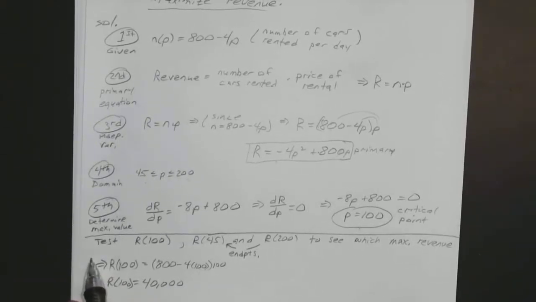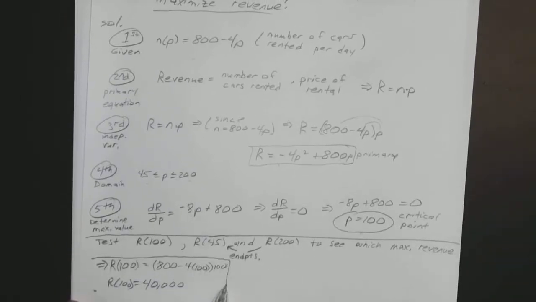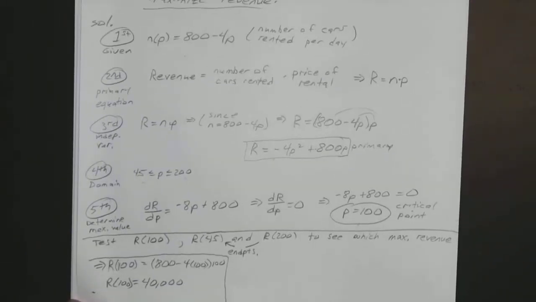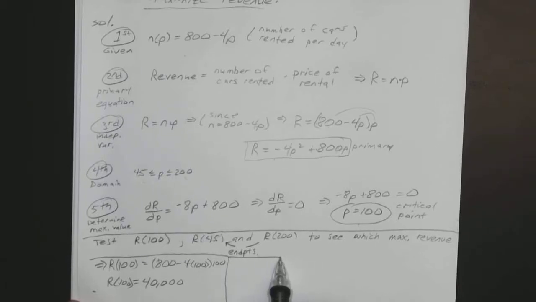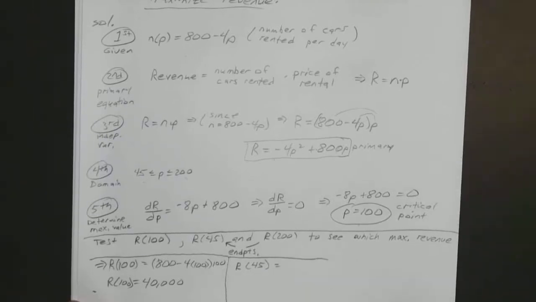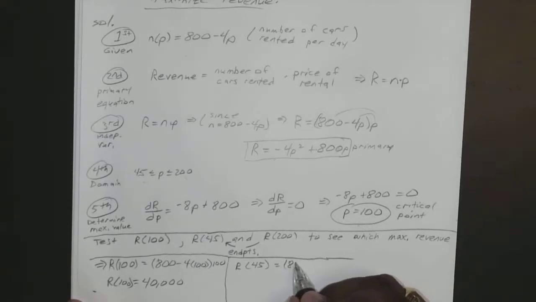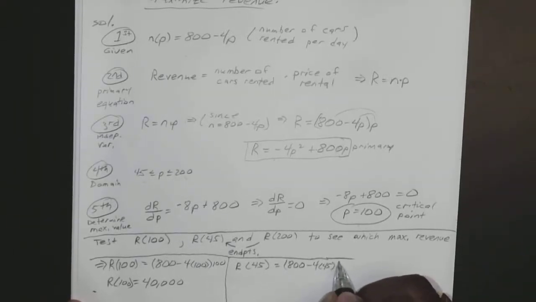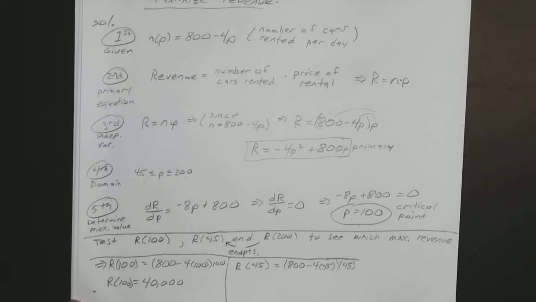Okay, so now we do the same thing, kind of separate that a little bit, for R of 45. So if you charge $45 per rental, that would be 800 minus 4 times 45, and that all times 45. Plug that into your calculator and you get 27,900.